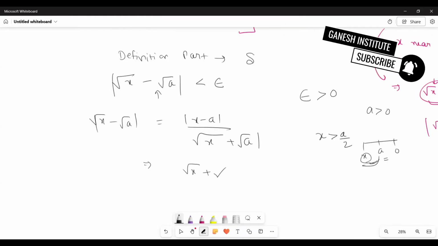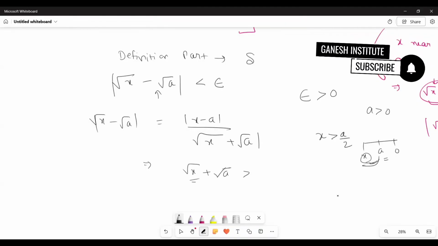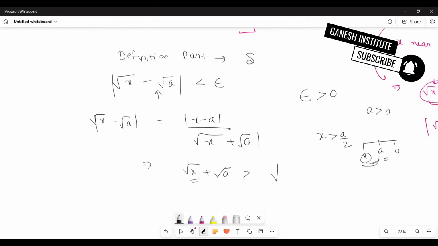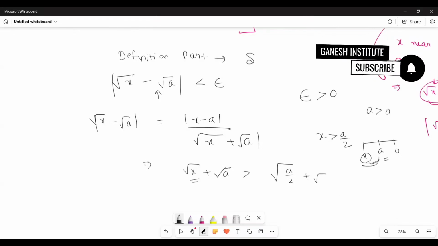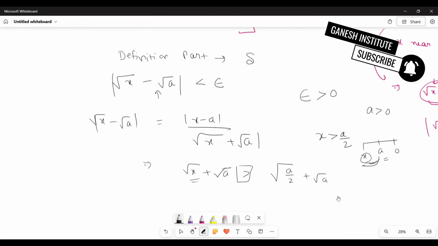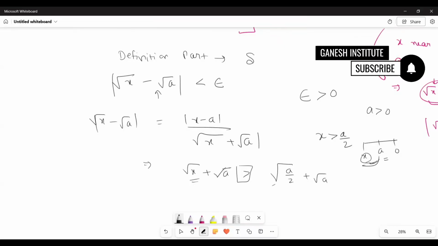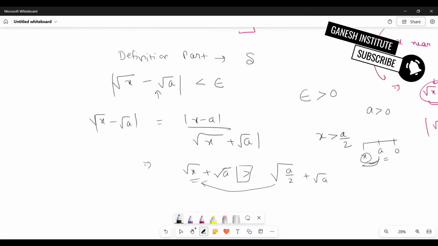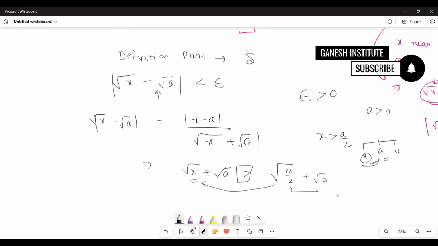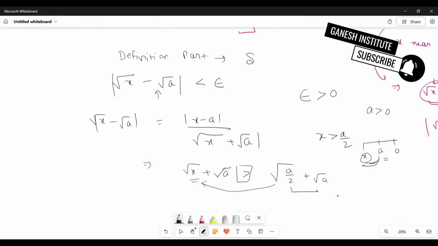Now, if you have that, what will it give me? Root x plus root a. I can substitute the value of x as root a by 2. Still, it is going to be bigger because a by x is greater than a by 2. So, this is a satisfied condition. Wait.